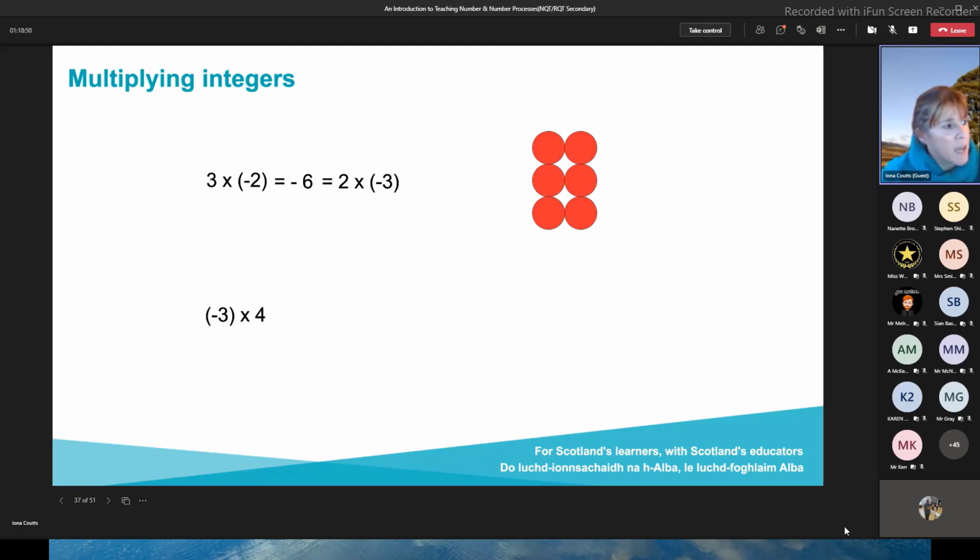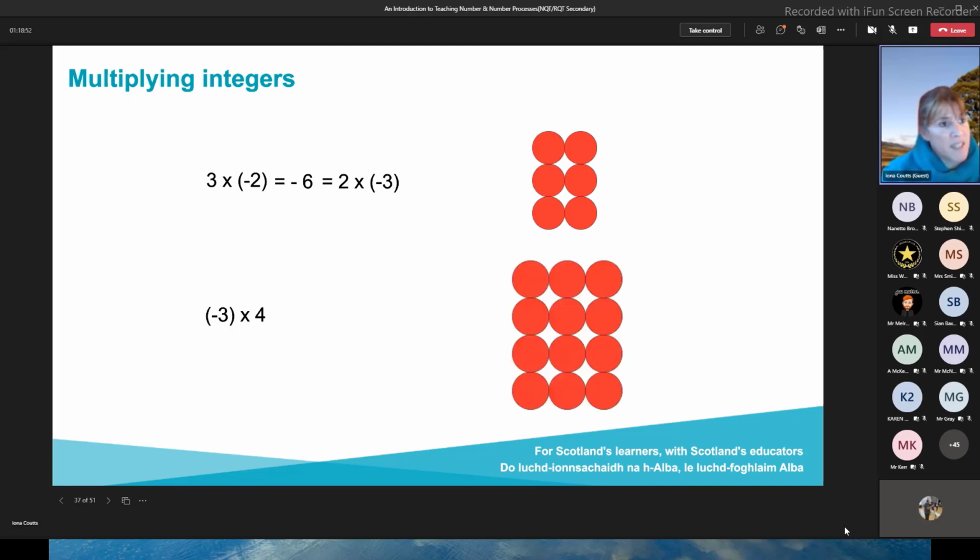Same idea here, 4 lots of -3 can be represented in an array like that. We've got 12 -1s, so the answer is -12. And that could also be represented as 3 lots of -4 as well. So we've got slightly more complication on the commutativity here of what those particular arrays represent. But it's maybe just nice to give the learners just 5-10 minutes to play about with that idea and think about how they can represent multiples.